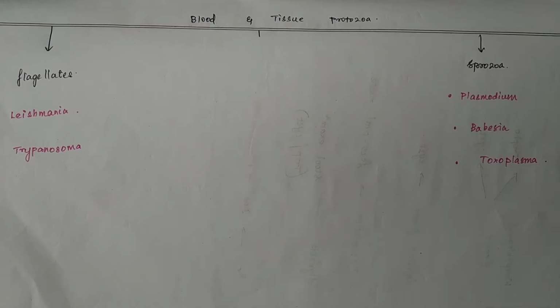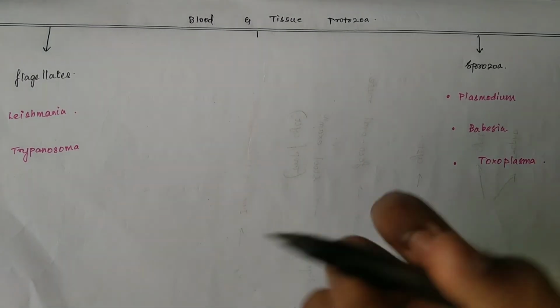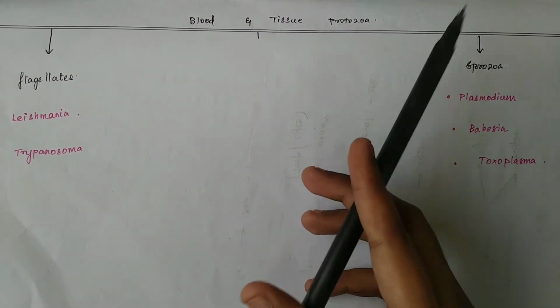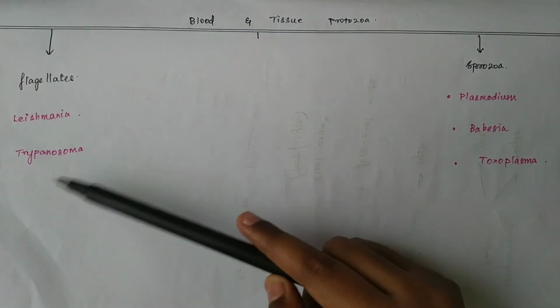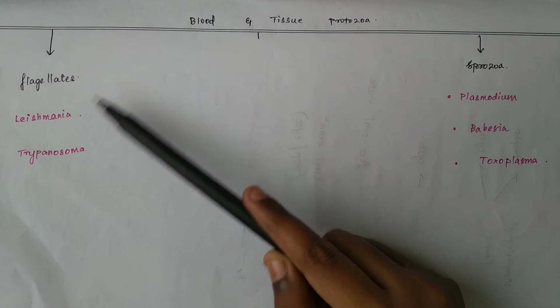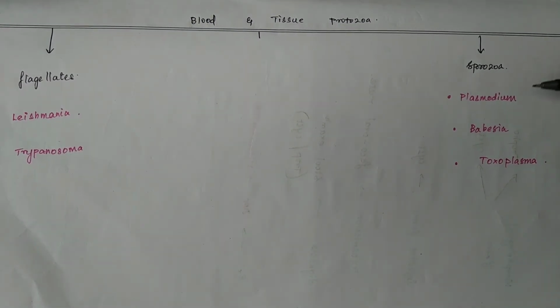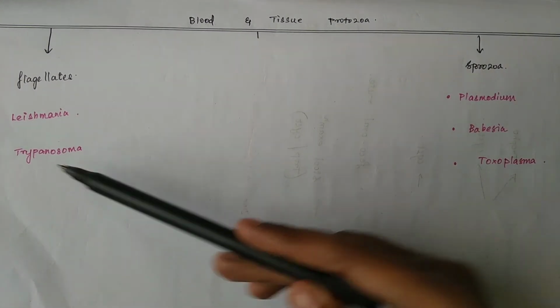Now that we have finished everything about intestinal protozoa, moving on to blood and tissue protozoa. In blood and tissue protozoa, among flagellates also there is a subtype called blood and tissue protozoa, and we see sporozoa also. In flagellates, leishmania and trypanosoma are the 2 flagellates which live in the blood and the tissues. And in sporozoa, plasmodium, babesia, and toxoplasma. These are the 3 blood and tissue protozoa seen in the sporozoa. So I'll explain about each one in detail.